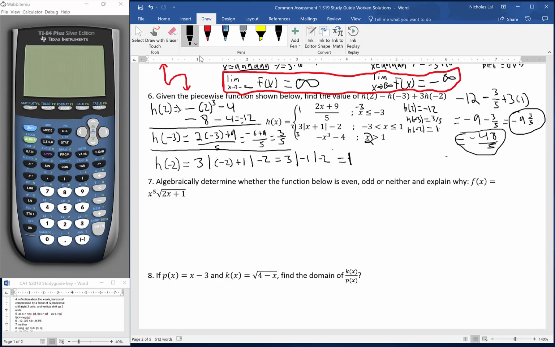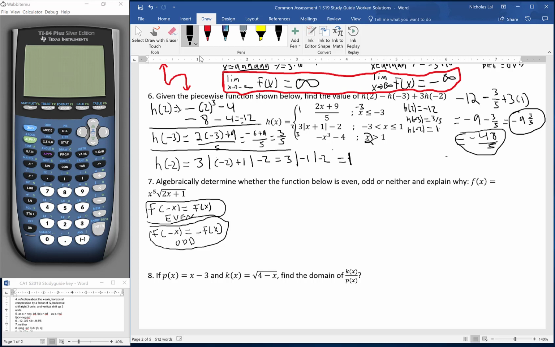Algebraically determine whether the function below is even, odd, or neither, and explain why: f of x is equal to x to the 5th times the square root of 2x plus 1. All right, so as an overview, for even functions, f of negative x is equal to f of x. This is an even function. And f of negative x equal to negative f of x is an odd function. So those are the rules for an even function and an odd function.